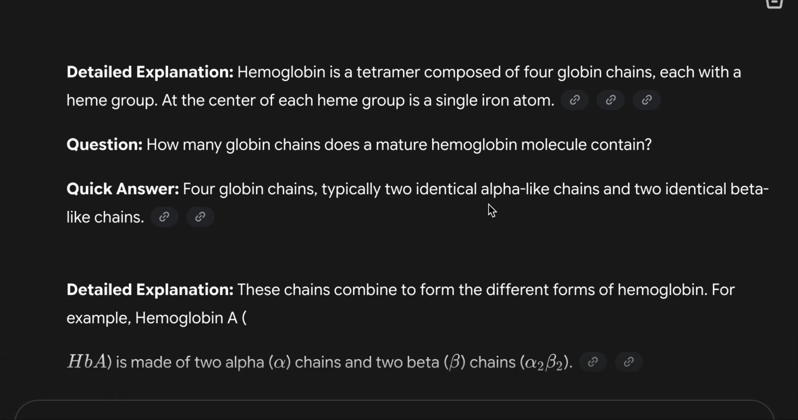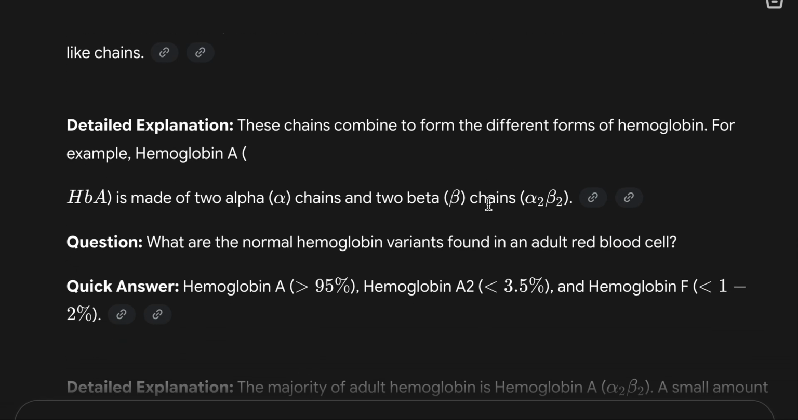How many globin chains does a mature hemoglobin molecule contain? 4 globin chains, typically 2 identical alpha-like chains and 2 identical beta-like chains. So these chains combine to form the different forms of hemoglobin. For example, hemoglobin A, or HbA, is made up of 2 alpha chains and 2 beta chains.